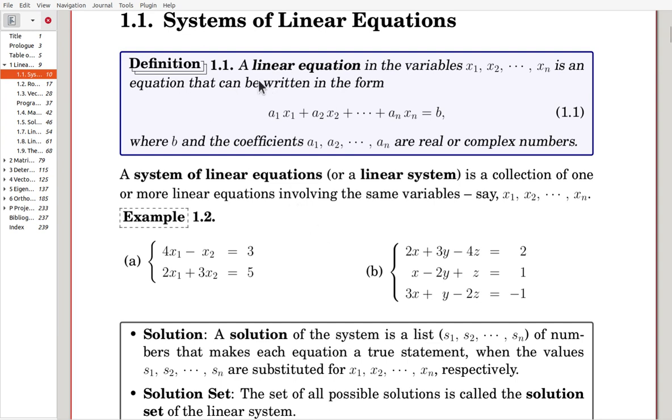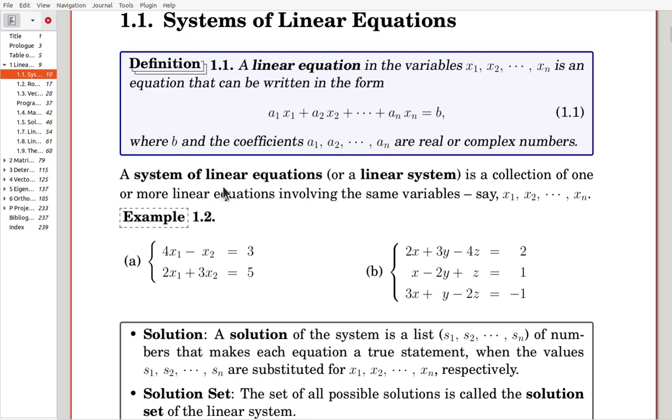By definition, a linear equation in the variables x1 to xn is an equation that can be written in this form: a1x1 plus a2x2 plus ... plus anxn equals b. Here b is the right hand side and a1 to an are the coefficients, and they can be real or complex numbers. But in this class, we'll deal with mostly real numbers.